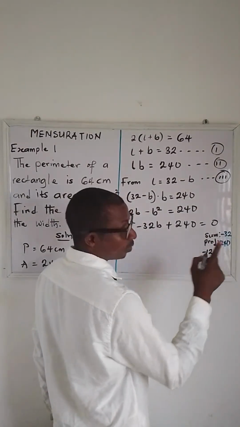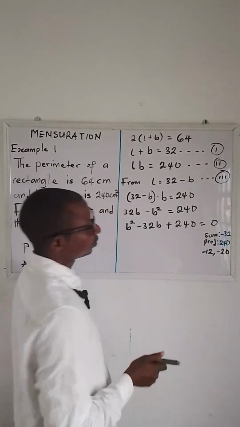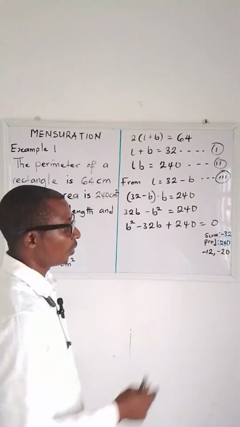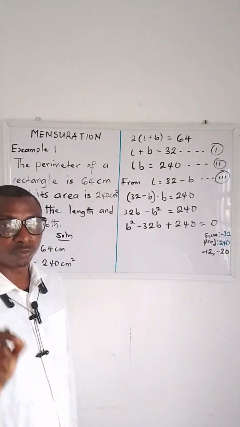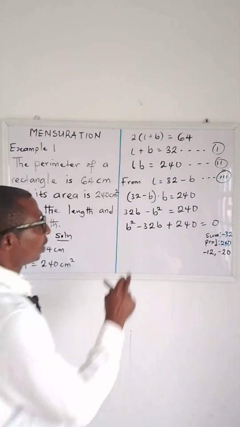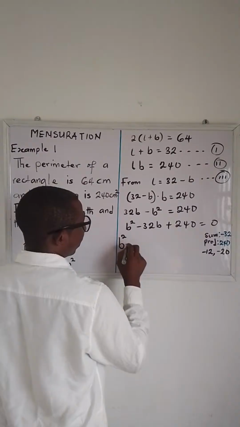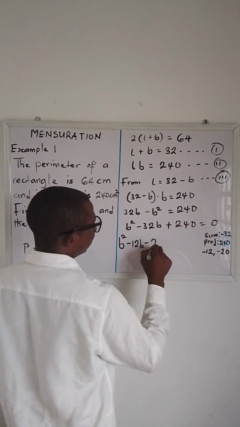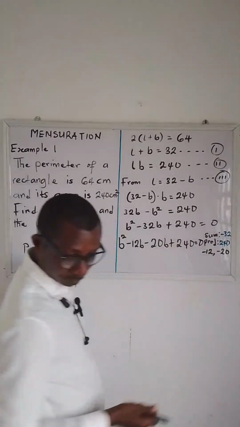So the two numbers will be what? Negative 12 and negative 20. When you add these together, you have negative 32. And when you multiply the two together, you have positive 240, because negative times negative is positive. I hope you understand that. So now this equation turns to b squared minus 12b minus 20b plus 240 equals 0.